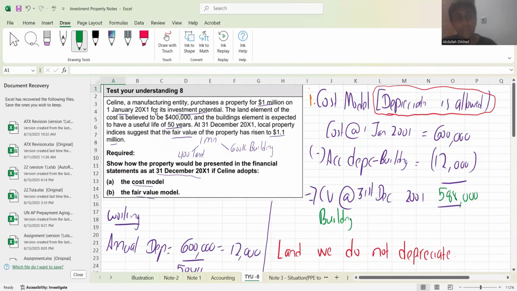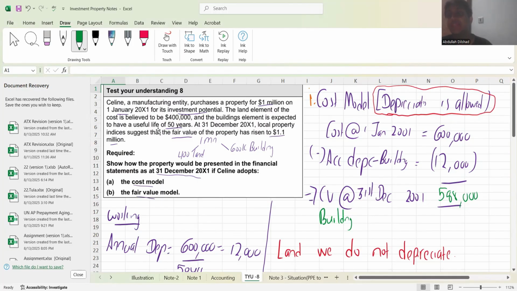So what happens is Celine is investing in a property which is worth $1 million on 1st January 2001, right? And they are telling us the intention of this purchase is for investment purposes only, right? Now, that 1 million chunk they have invested consists of 400,000 worth of land and 600,000 worth of building, right? Okay, reading on. The building is estimated to have a useful life of 50 years.